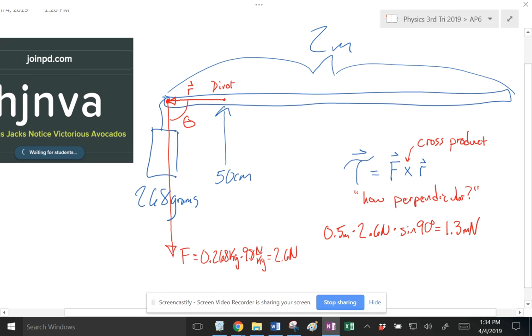Who ever seen that unit before? No. Okay, it's all good. It's meter newtons. It's completely different from newton meters. So just don't even think about it, Sean.